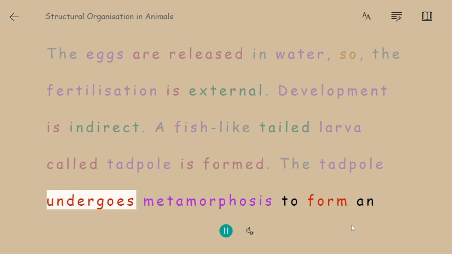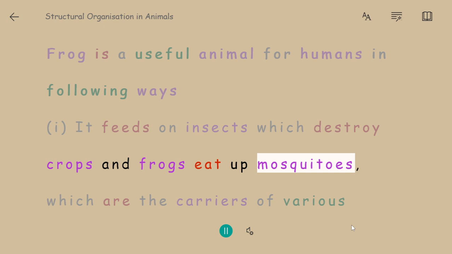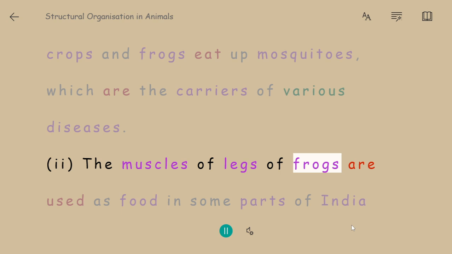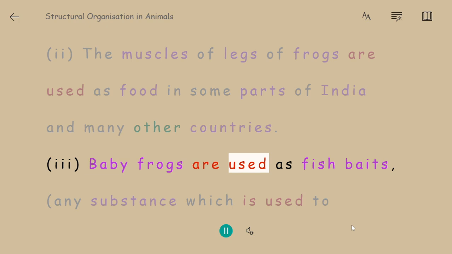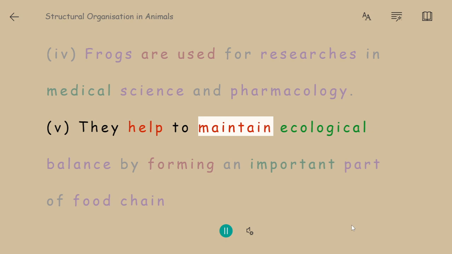Frog is a useful animal for humans in the following ways. One, it feeds on insects which destroy crops, and frogs eat up mosquitoes, which are the carriers of various diseases. Two, the muscles of legs of frogs are used as food in some parts of India and many other countries. Three, baby frogs are used as fish baits, any substance which is used to attract or catch fish. Four, frogs are used for research in medical science and pharmacology. Five, they help to maintain ecological balance by forming an important part of the food chain.